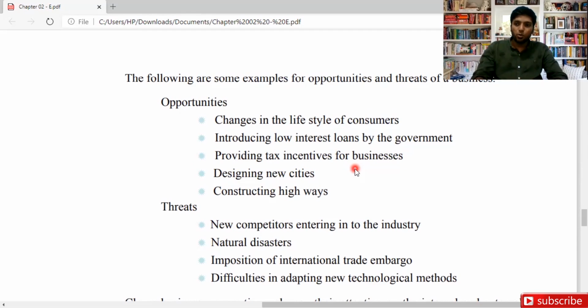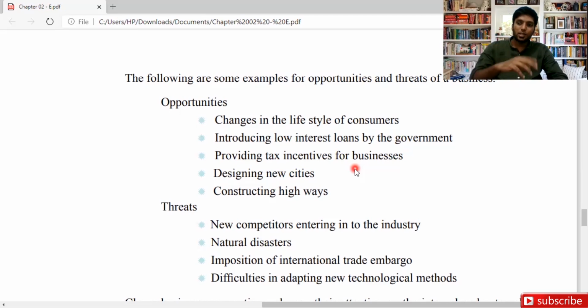So they will ask if you can go and do a business there, we will reduce the level of tax for what we are requesting from you. So designing new cities is also an opportunity. If they design a new city, you can go and start your business easily there. It will also make an impact on your business.